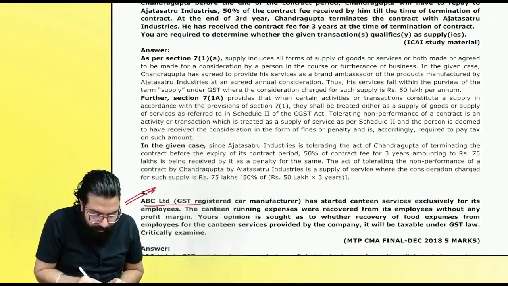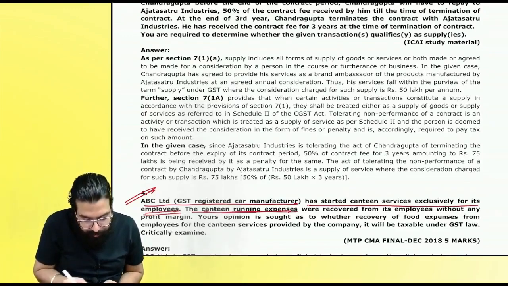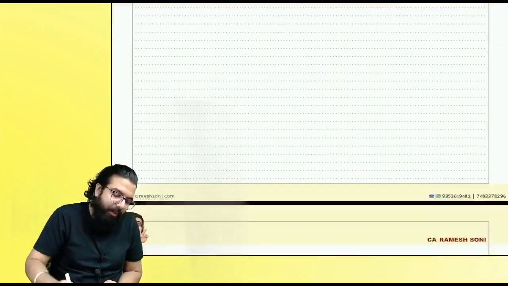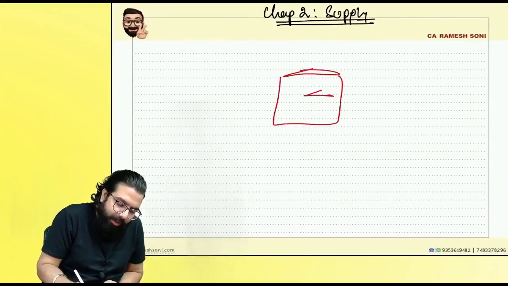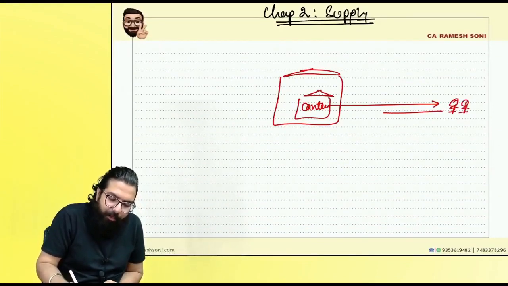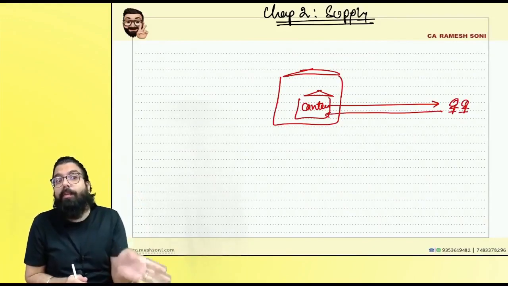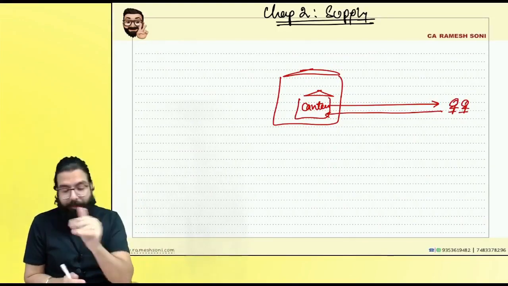ABC Limited has started canteen services exclusively for its employees. The canteen running expenses were recovered from its employees without any profit margin. What the company has done is started a canteen and they are selling food to their employees, and from the employees they are recovering the money. Profit, no profit. Are you bothered whether there is a sale or not? Sale or not, you're not bothered about the profit.